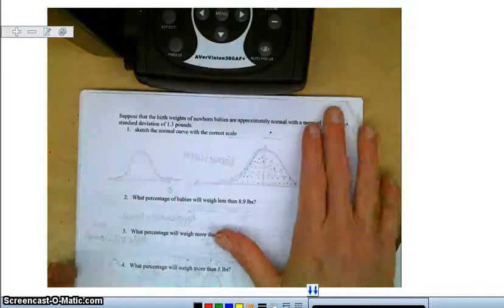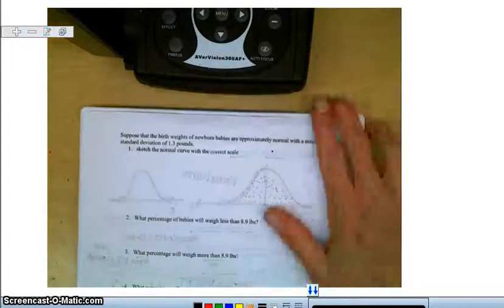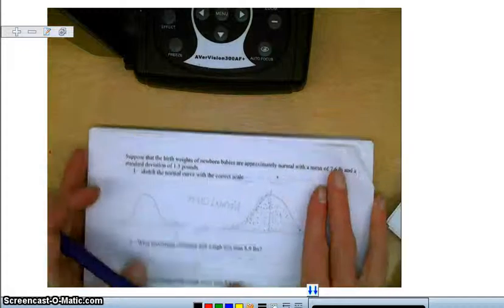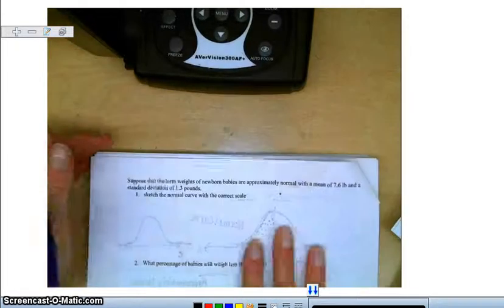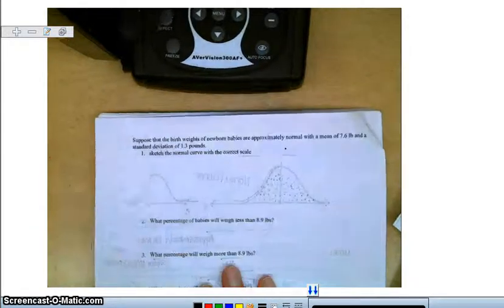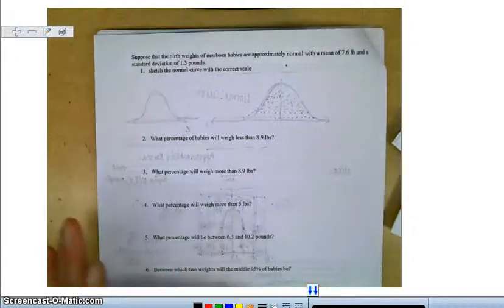So now we're going to talk about this: suppose the birth weights of newborn babies are approximately normal with a mean of 7.6 pounds and a standard deviation of 1.3 pounds. Sketch the normal curve with the correct scale. So this is your job on pretty much every problem to start with. If we are going to assume it's normal, you are going to draw the normal model. And so we're going to draw another one right here.